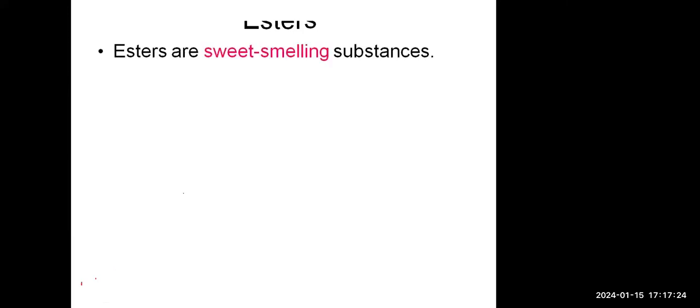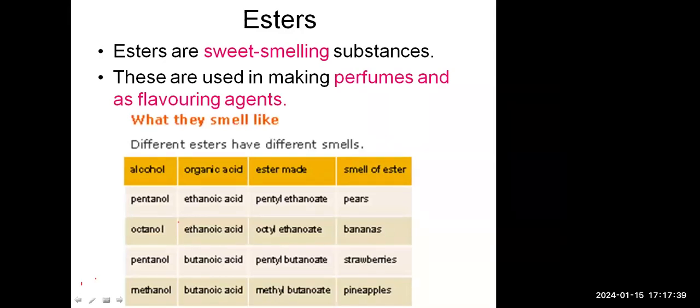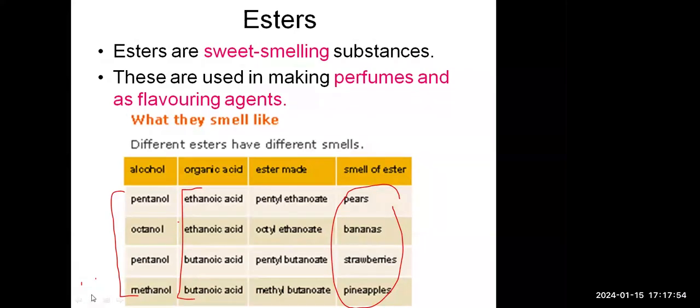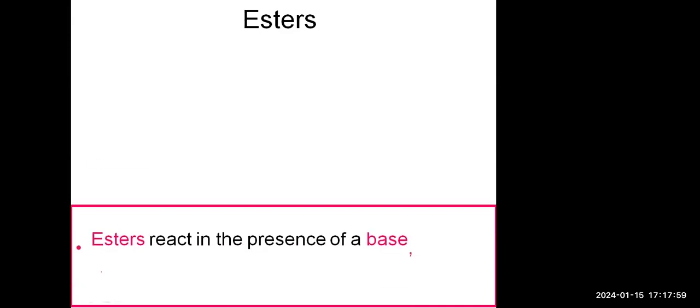Now, as I told you, esters are a group of compounds which are sweet smelling substances, and they are used in flavoring agents. This is a list of some esters. They smell like fruits. You can see, here different alcohols are reacting with different carboxylic acids. Okay. So that was about esterification reaction.